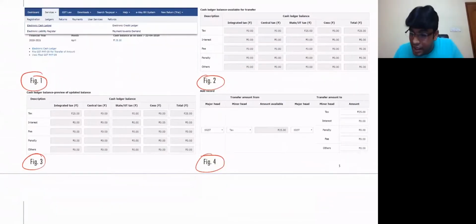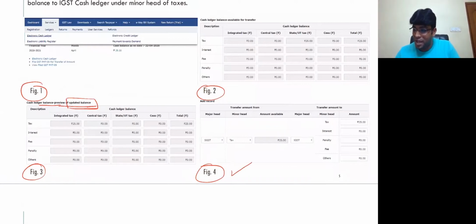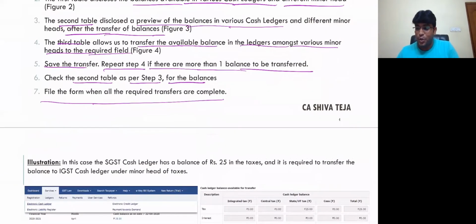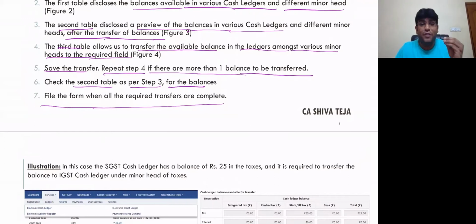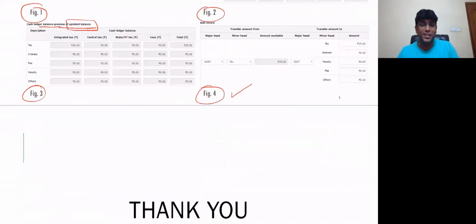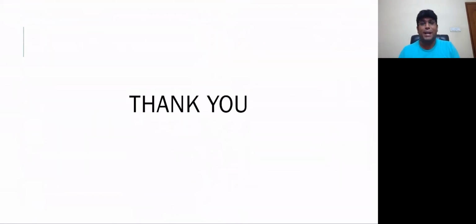Cash balance, cash ledger balance, preview of updated balance. You can find that word there. And finally, last column, figure 4 is basically for you to transfer the balance amongst various minor heads. And then you can submit and file this form. Then with this, you can transfer balance from one account to another account in electronic cash ledger. Highly useful, my dear friends, and definitely, which is a very practical form, which makes a lot of sense. Thank you.